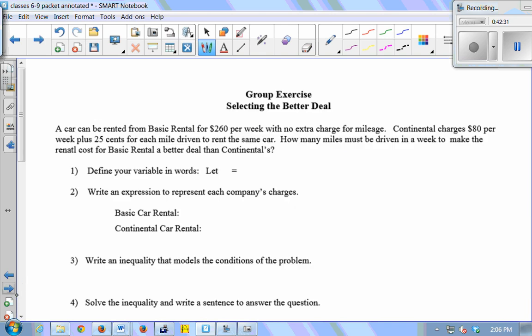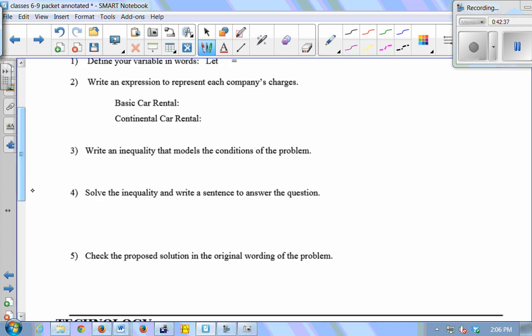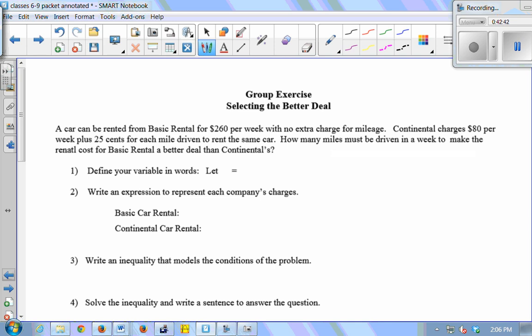All right, so there's only 4 minutes left. So we have this group exercise for selecting a better deal. You could start on that, or I'm going to hand out the take-home quiz, and you could take a look at that if you want.